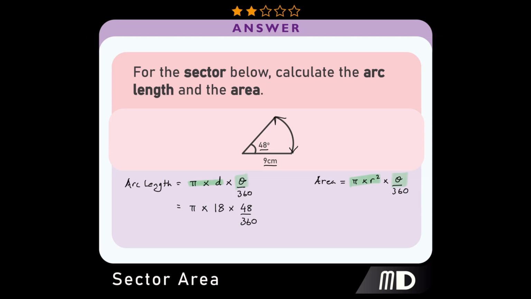And for our area, pi is multiplied by the radius squared. So if the radius is 9, 9 squared is 81. Multiplied by, again, 48, that's the angle, over 360. So we've now got two calculations which we can use our calculator to find the value of.